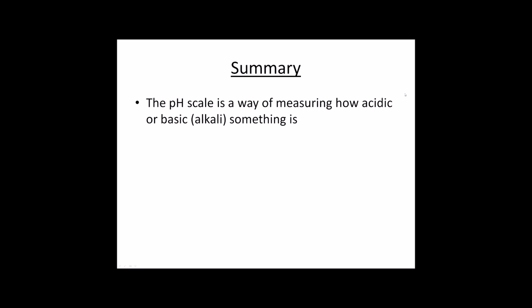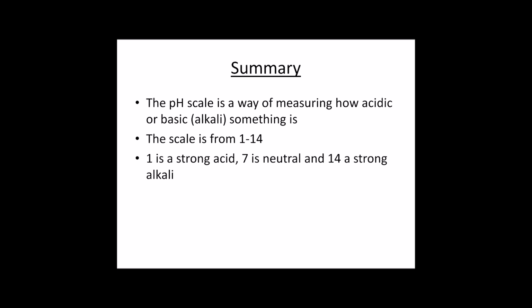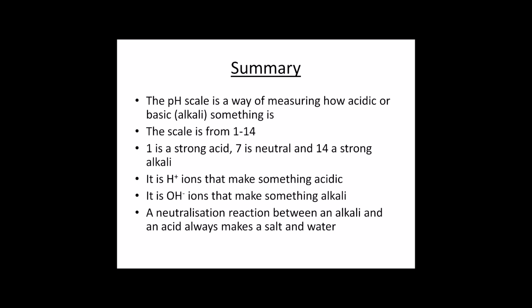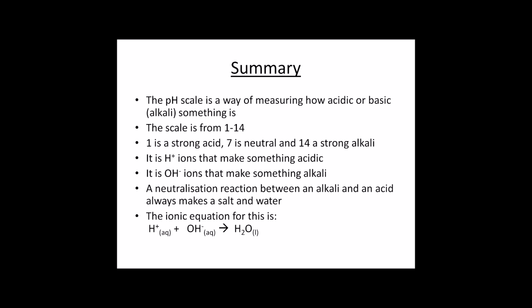Okay, summary. The pH scale is a way of measuring how acid or basic, in other words alkali, something is. The scale is from 1 to 14. 1 is a strong acid, 7 is neutral, 14 is a strong alkali. It's the H+ ions that make something acidic, and it's the OH- ions that make something alkali. A neutralisation reaction between an alkali and an acid always makes salt and water, always. And the ionic equation for this is H+ (aq) + OH- (aq) makes H2O (l).